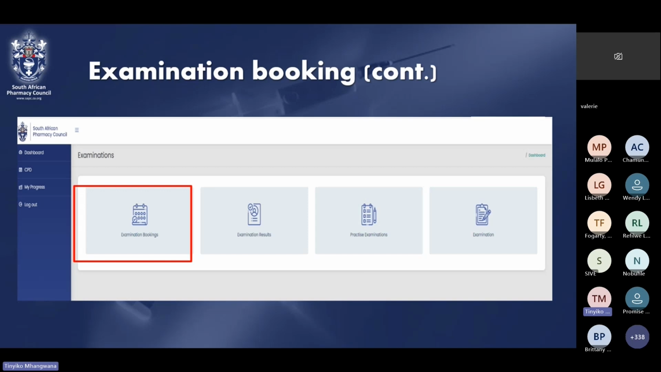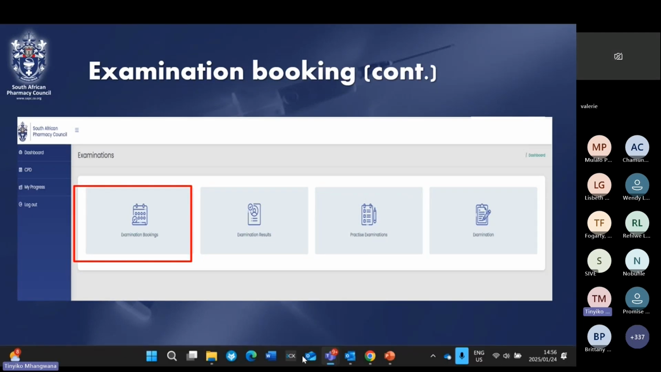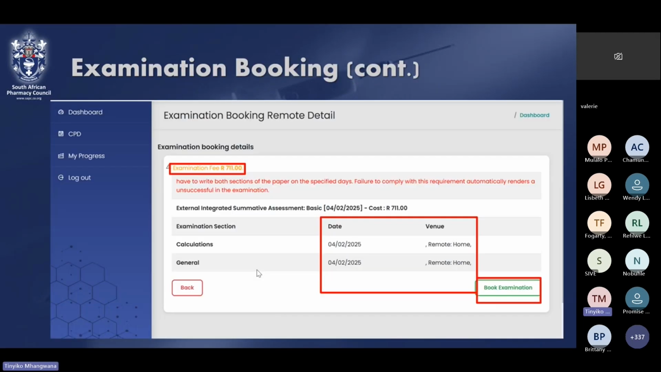You ignore the other tabs because you will be booking for an exam, whether it's the practice or the main exam, it's the same process. You will go to examination bookings. You click on that tab. As soon as you have clicked on your tab, it will land you in this page. The examination fees, they've already highlighted that it's 711 for this year.